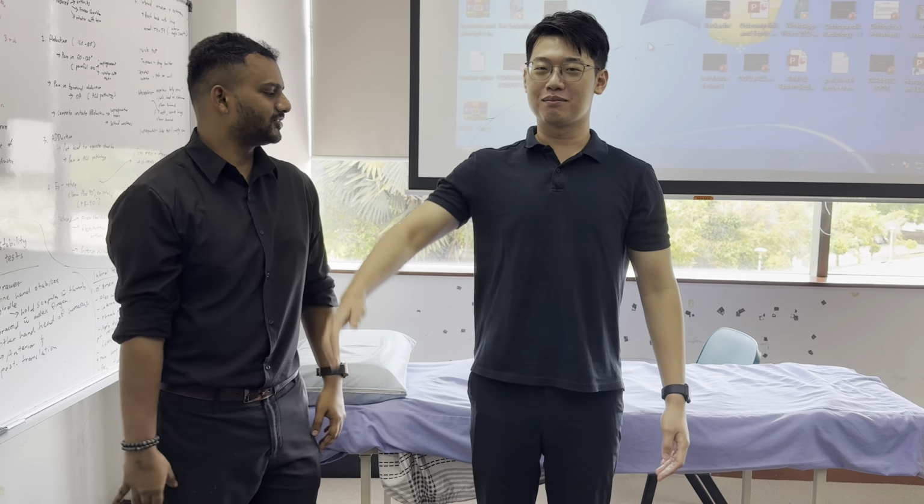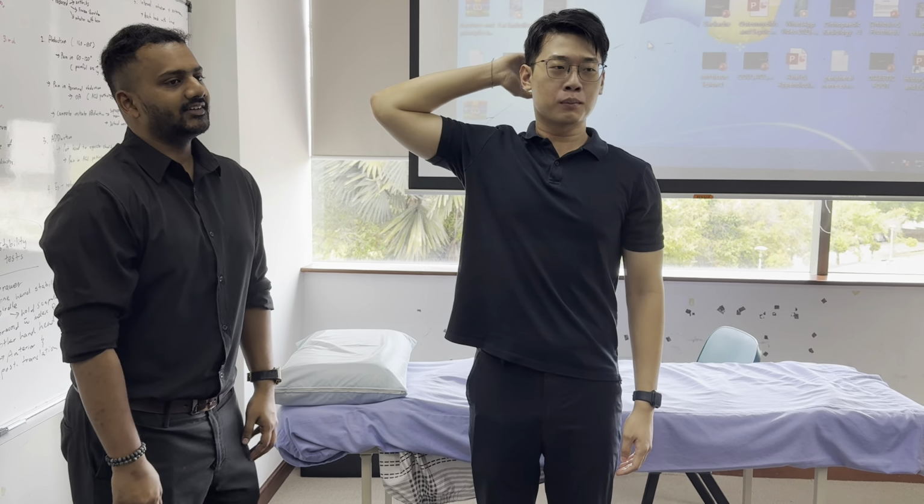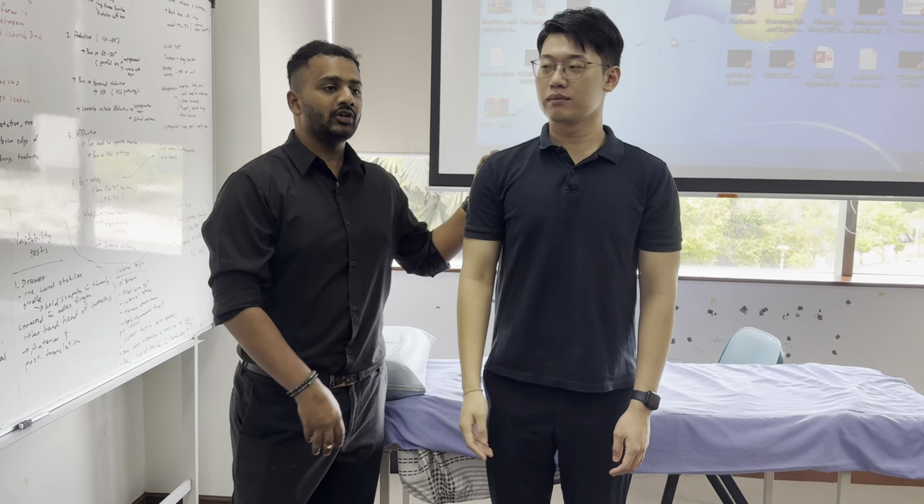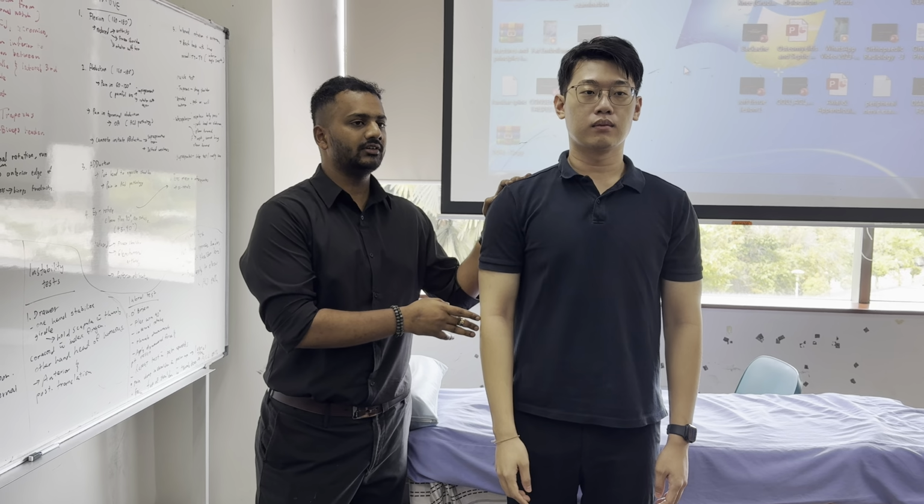Just raise the thing. So what's the normal range? 60 to 180. Okay, so where will abduction be reduced? So abduction, what are the muscles involved?